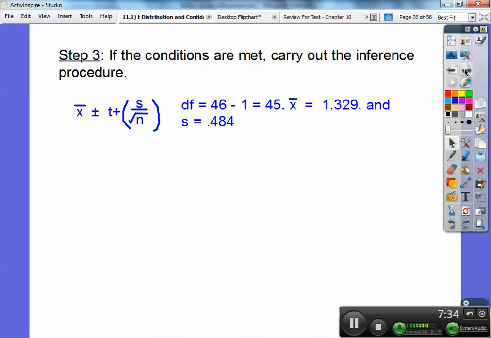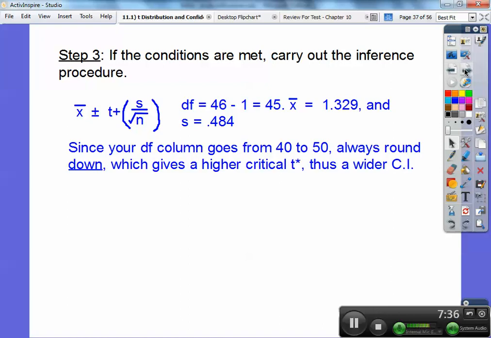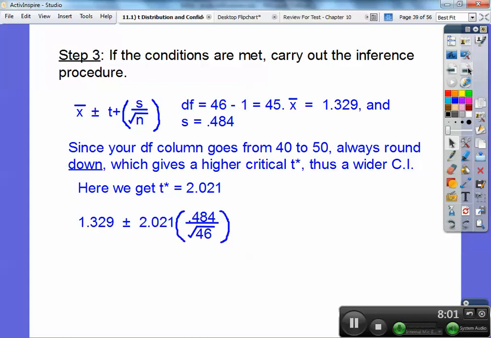Okay, and then when you plug them in, since your DF column only goes from 40 to 50, you always round down, so it's going to give you a higher critical t. That's a wider confidence interval. So when I round down to 40, scroll across at 40 degrees of freedom, and a 95% confidence interval. 95 is down on the bottom, and at 40, you get 2.01. Okay, so we're going to plug them all in, and then here we go.